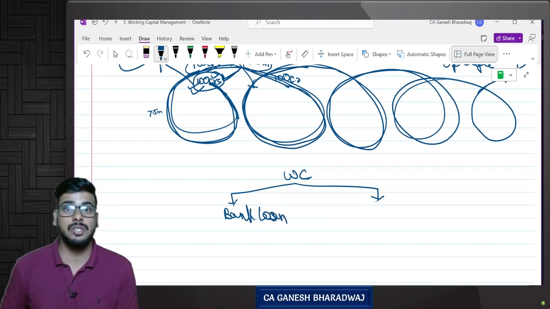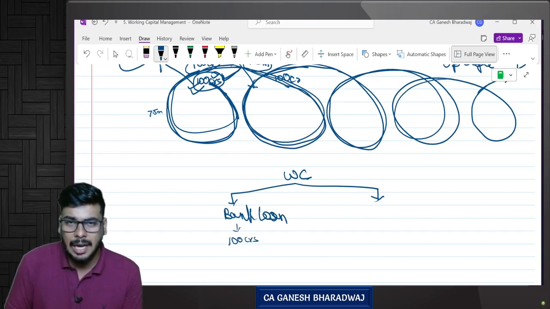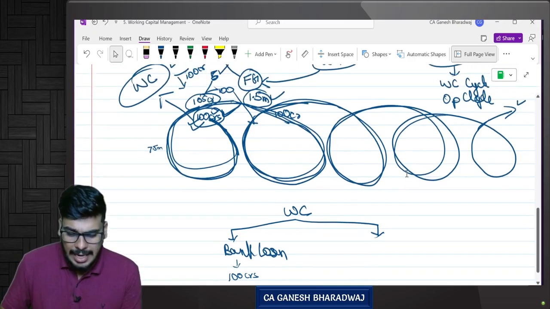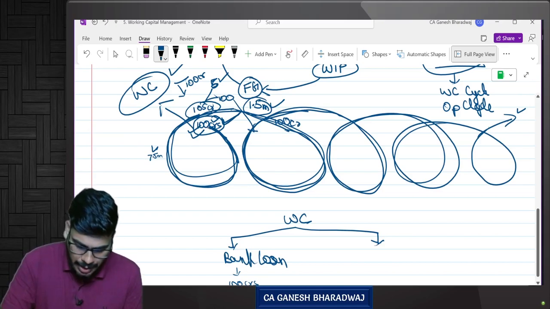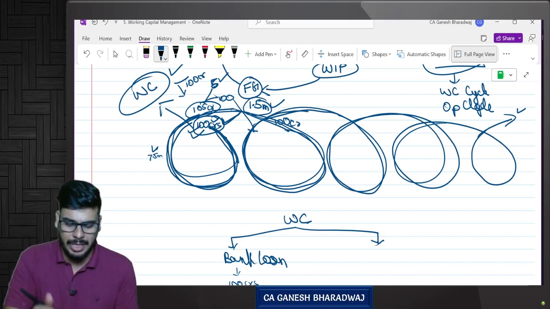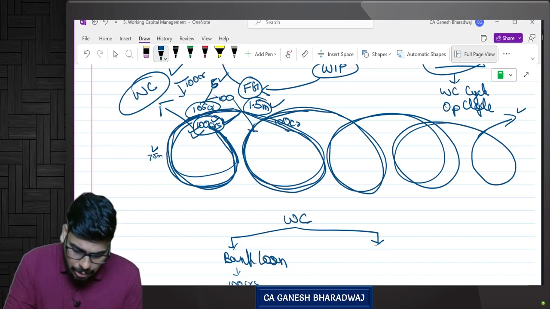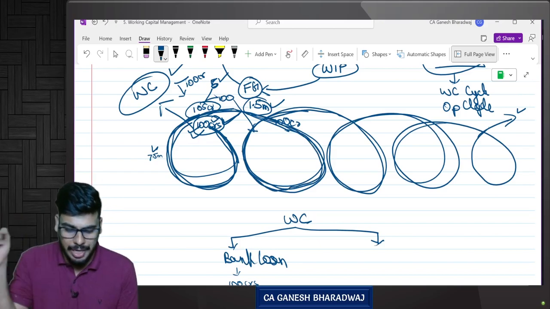Now, remember this one thing very clearly. How much will you ask them for? 100 crores. Now you tell me, this 100 crores, can you repay it after 7.5 months? No, this is a long-term loan. Why? Because after 7.5 months, after this working capital cycle, again this 100 crores needs to be reinvested into the next cycle. And it just keeps on going like that.